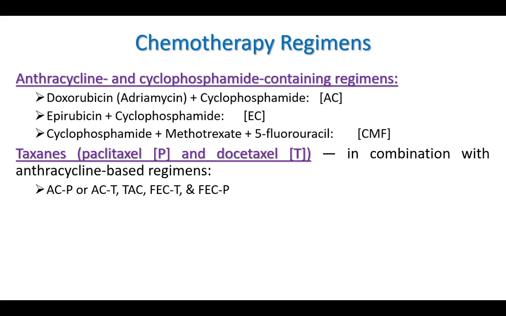And then again when it says AC and then dash and P, that means it's a sequential therapy. So sometimes they give it together, like TAC is giving together docetaxel, adriamycin and cyclophosphamide. But ACP means they gave adriamycin, cyclophosphamide, and then, not at the same time, but after finishing those cycles of adriamycin and cyclophosphamide, they gave paclitaxel. So it's a sequential therapy.